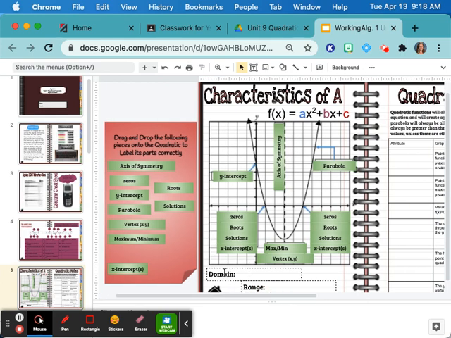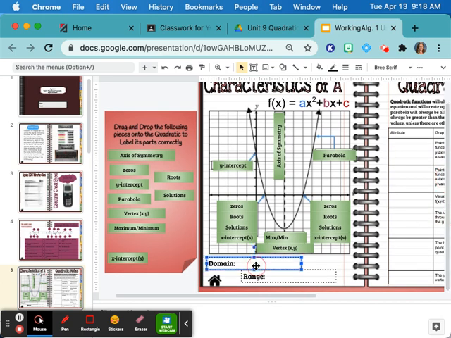Oh, domain. What is the domain? So we just need to put on here all possible x values. You're going to have to extend the box so that it doesn't carry over to the next line. And then what is the range? All possible y values.